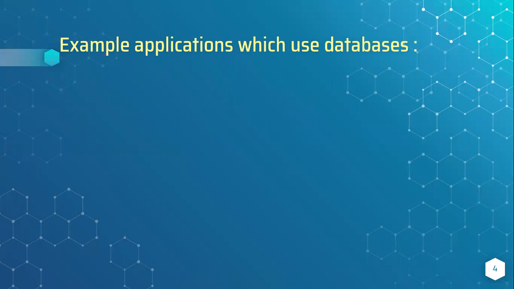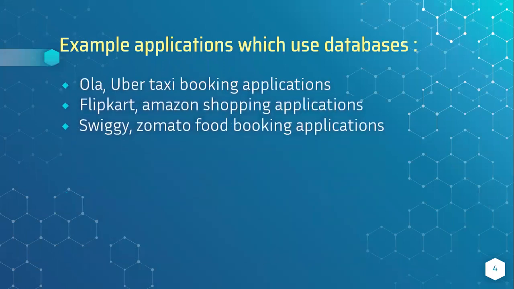So what are the example applications which we are using in our daily life? Computer applications or mobile applications? Ola, Uber, taxi booking applications, Flipkart, Amazon shopping applications, Swiggy, Zomato food booking applications. Any computer application or any mobile application will be using database in the backend.